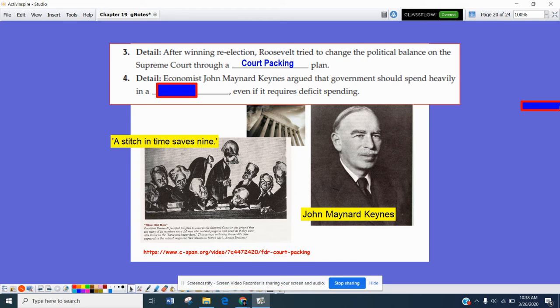And certainly there were Democrats who were concerned about what Roosevelt was proposing. There's a little saying, a stitch in time saves 9. Because people were upset with what Roosevelt was trying to do, since it was purely based on revenge for what happened in the Schechter case, the Supreme Court is untouched. And we still currently have 9 justices.